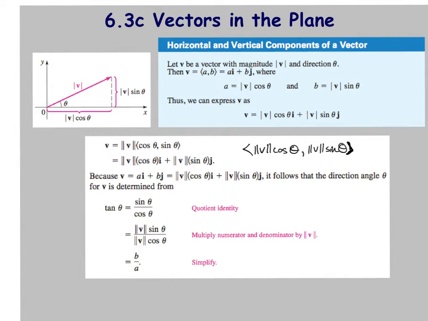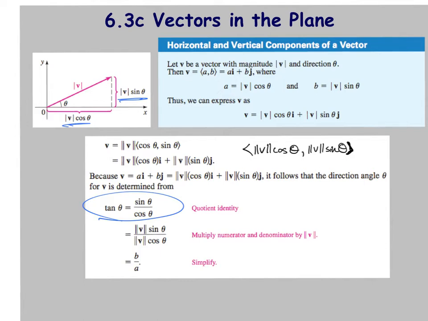All right? And then the other thing that I need you to write down is tangent of theta is equal to sine over cosine. Or it's like the y over the x. It's the opposite over the adjacent. All right? Because this is your y, this is your x. And so when we need to find our theta, that's what we use.